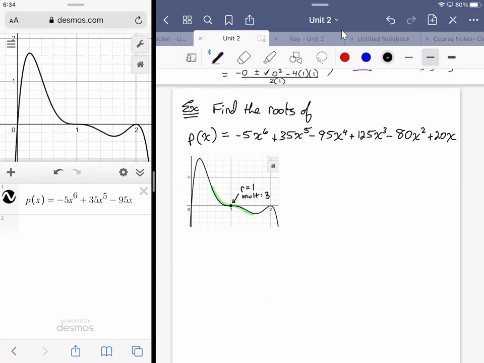Now, it's actually really useful when it comes to synthetic division. That means that the number 1 is going to work in synthetic division 3 times. So when I list out my coefficients, the -5, the 35, the -95, the 125, the -80, I'm down to power of 2, power of 1. There is no power of 0 term, so it must have been a coefficient of 0. I'm going to start my synthetic division with the number 1 on the outside.